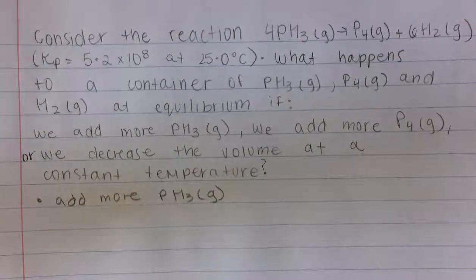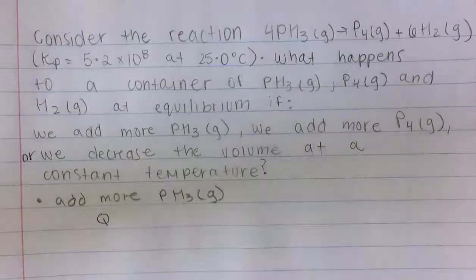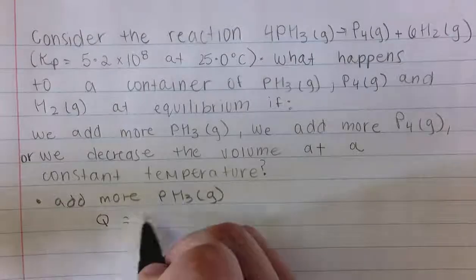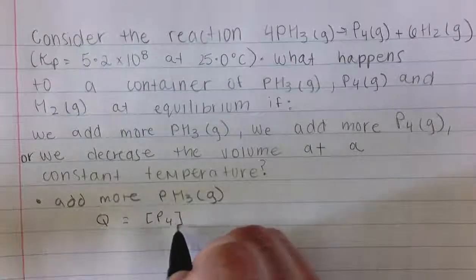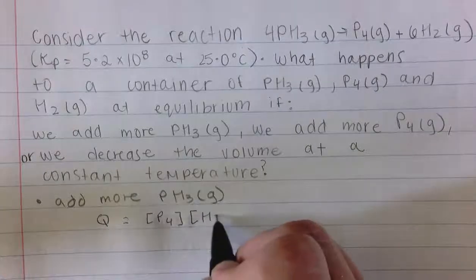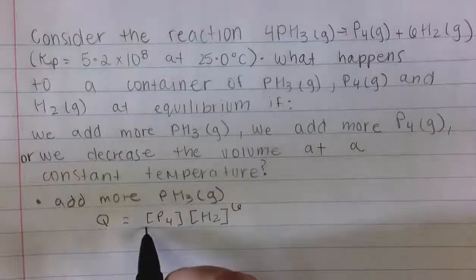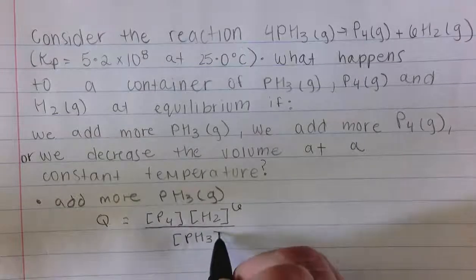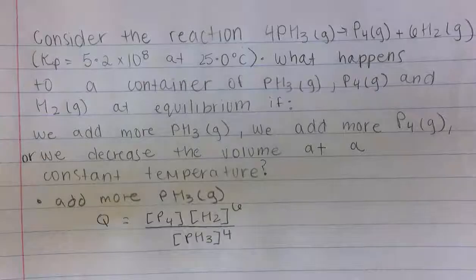And so I do think it's helpful to write out the formula for Q to help you solve these problems. And Q is a similar formula to K, it's just that it describes our reaction at any given time, not just at equilibrium. So we have that it's equal to the concentration of our products raised to their stoichiometric coefficients over the concentration of our reactants raised to their stoichiometric coefficients.